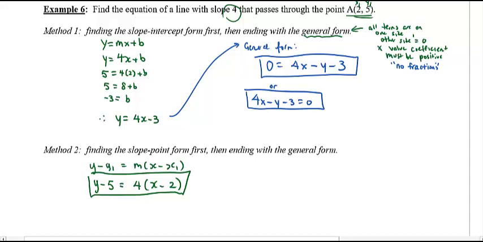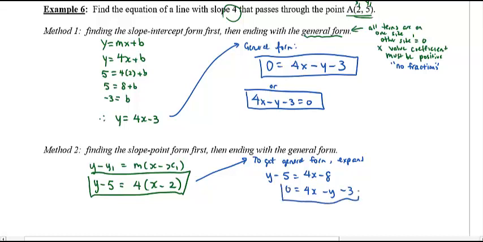Okay. If I wanted you to make this in general form, now you'll have to expand and simplify. So to get general form, now you have to expand. So now it's just y minus 5 equals 4x minus 8. And then I move everything to one side, so 4x minus y. I think that's minus 3, I think it is. Negative 8 plus 5. And look at that, same answer as well. Okay?